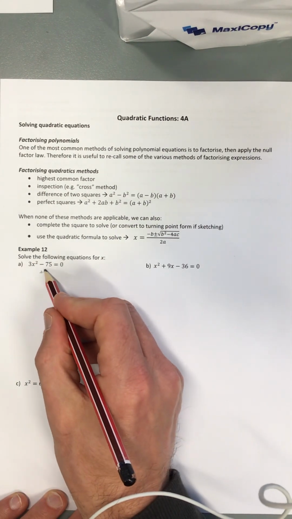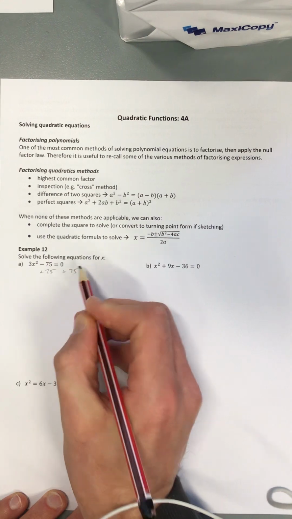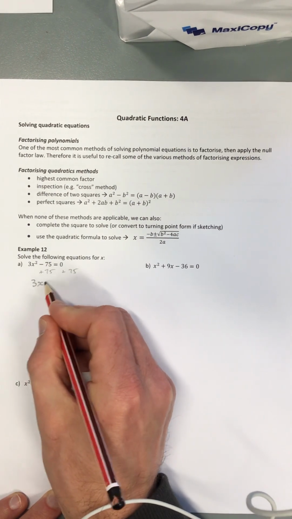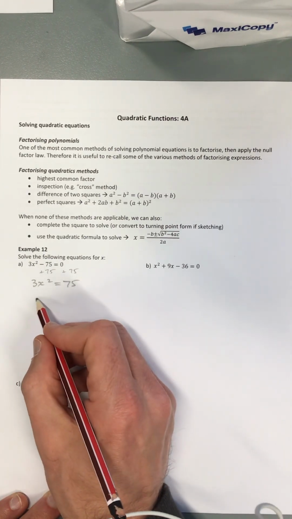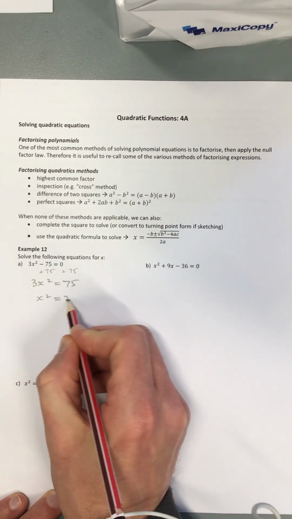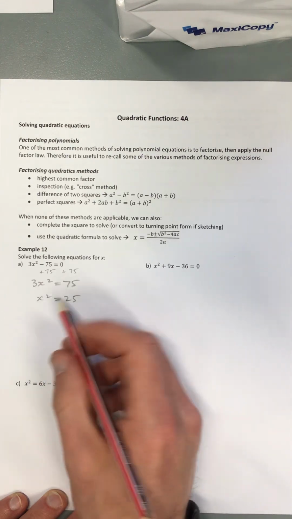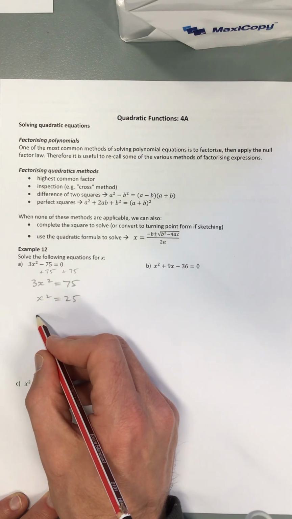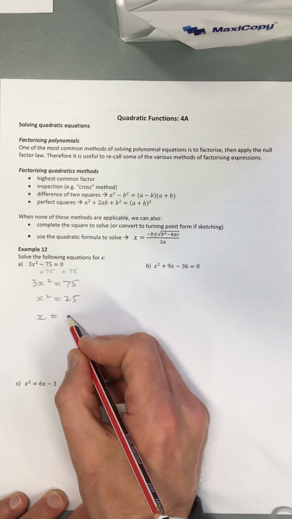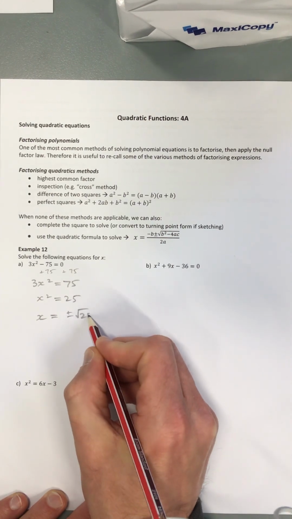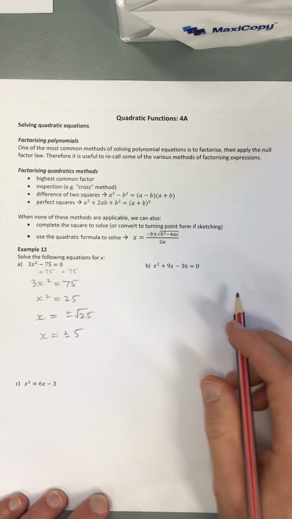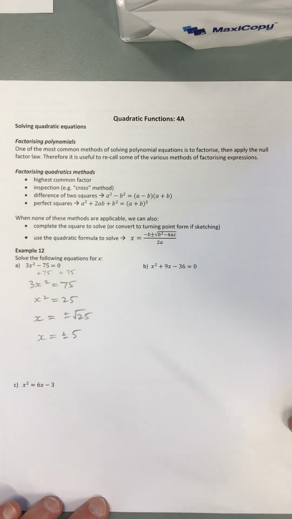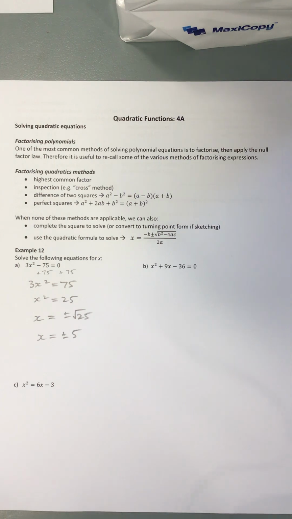So we can do that one by adding 75 to both sides to get 3x squared equals 75. You can then divide both sides by 3 to get x squared equals 25. And of course the inverse operation for squaring is taking the square root. So x will equal the positive or negative square root of 25, which is plus or minus 5. Okay, so two different solutions there, x equals positive and negative 5. And remember that quadratic equations can have two solutions, or one, or sometimes none.